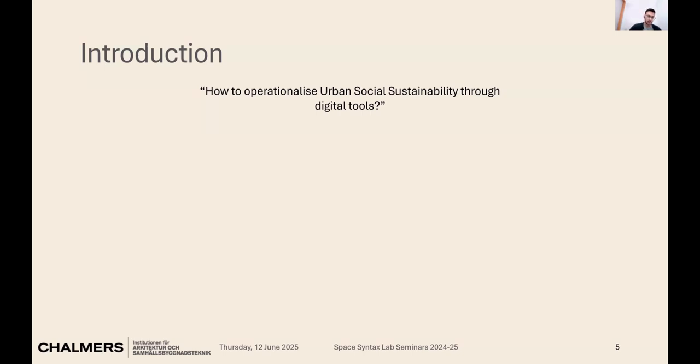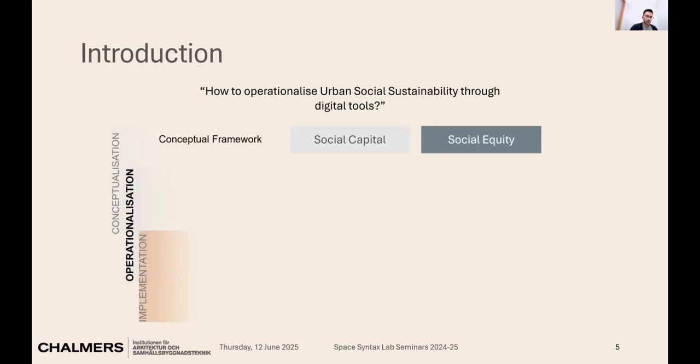So the question we initially started off with for the PhD research was, how do you operationalize urban social sustainability through digital tools? And that started off by looking at the conceptualization of urban social sustainability, how it's operationalized, and how the implementation is done. This led to a conceptual framework of urban social sustainability that showed that urban social sustainability has these two main dimensions, one of social capital and social equity.